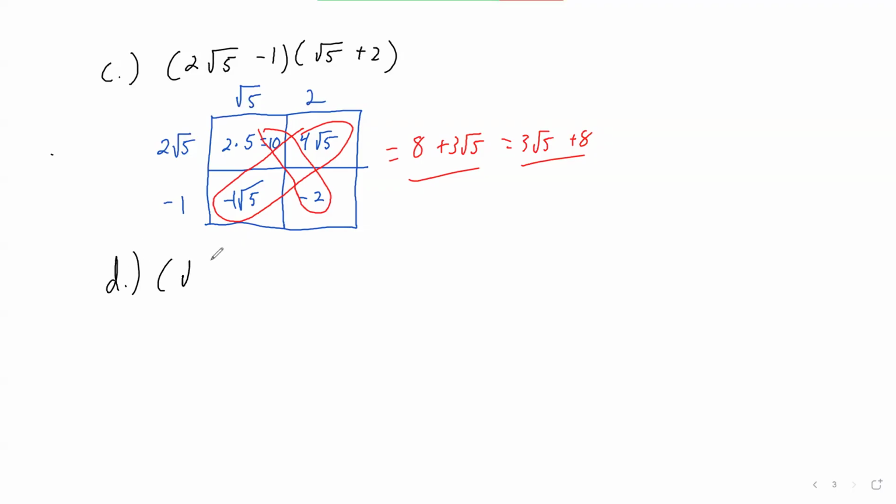All right, so let's look at the square root of 3z minus the square root of 5 times the square root of 3z plus the square root of 5. I'm going to give you a little time to attempt this one, either using FOIL or the box method, whatever you're comfortable with. Let's see what you come up with.